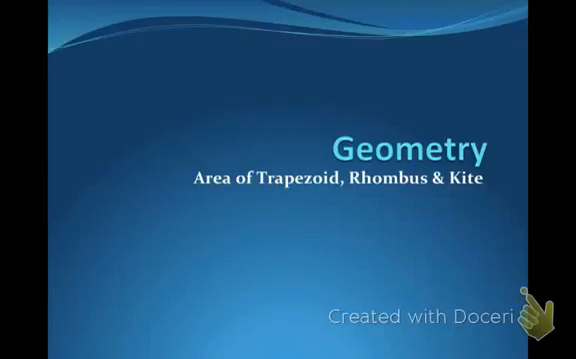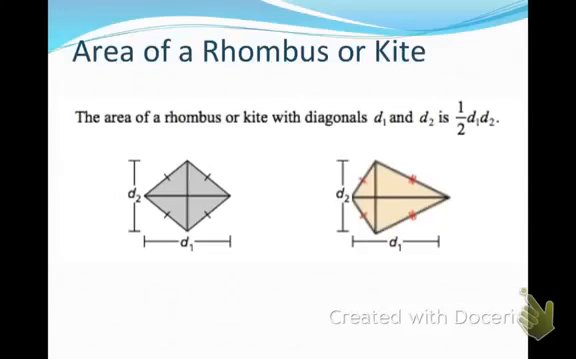Okay, we're going to take a step back from solids and talk about area of polygons, because we're going to use these areas of polygons to find surface area and volumes of solids. All right, so we're going to talk about specifically rhombuses, kites, and trapezoids.